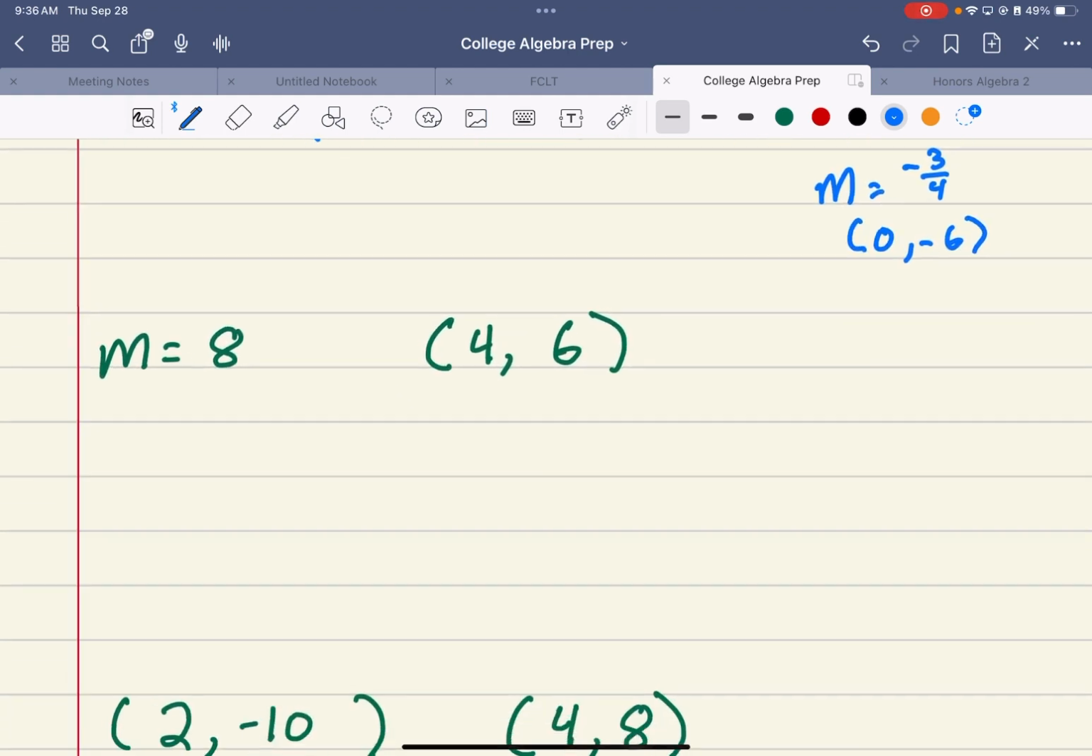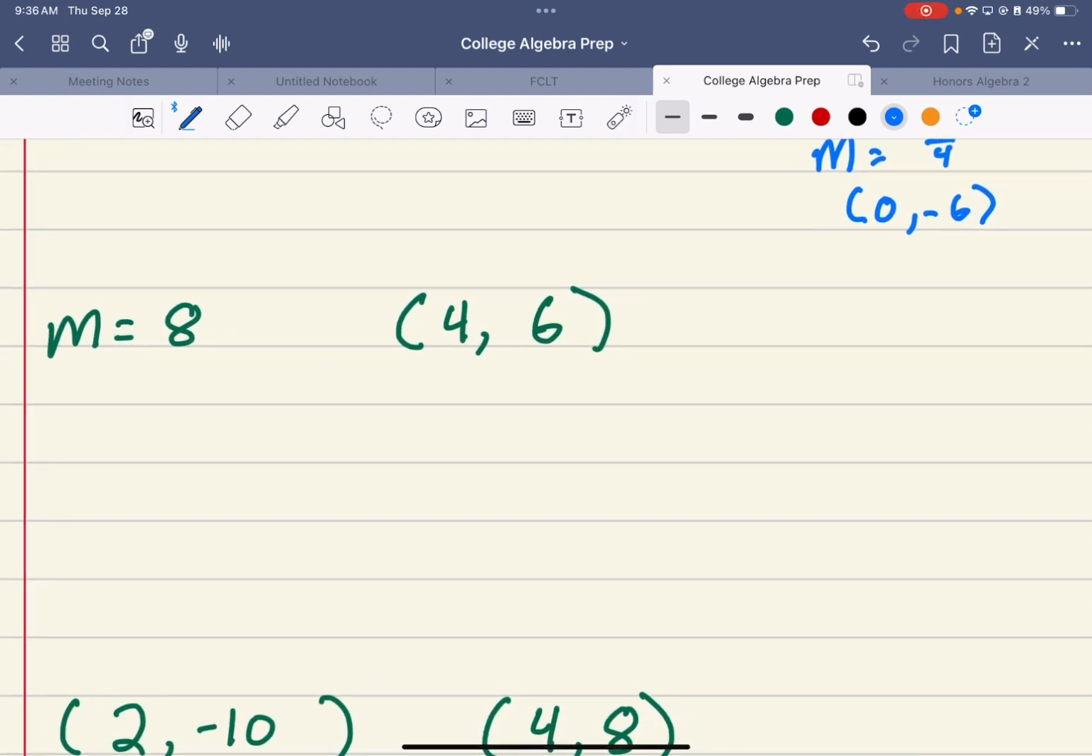For the next one, now I'm giving you a slope, and I'm giving you a point that it goes through. So we have a slope of 8, and it has to go through the point 4, 6. So if we sketch what this graph would look like, 4, 6 is somewhere right there. We got to go up 8 over 1. So our graph is going to look something like this.